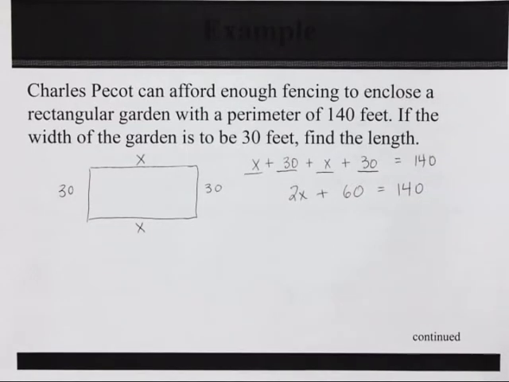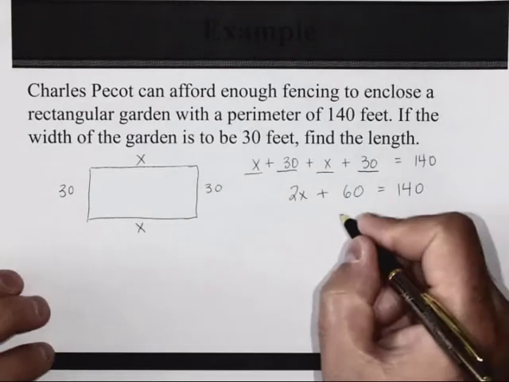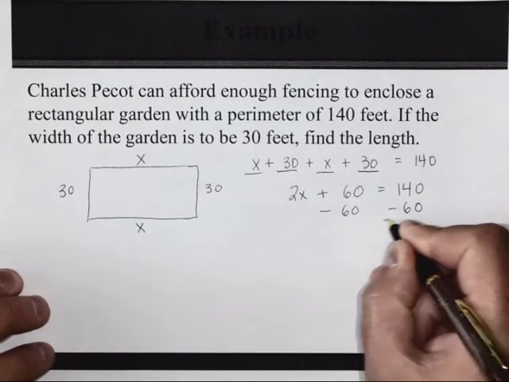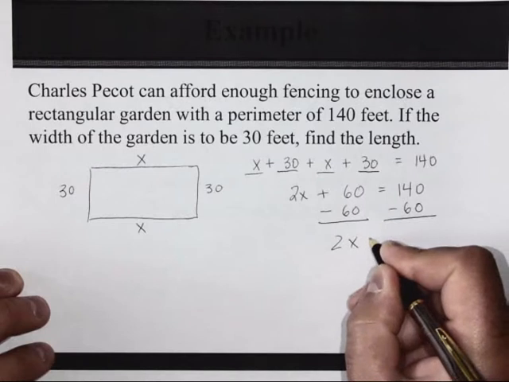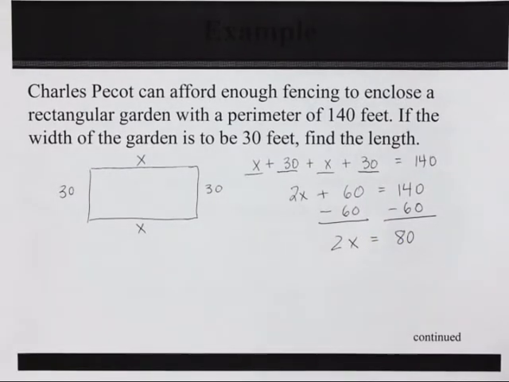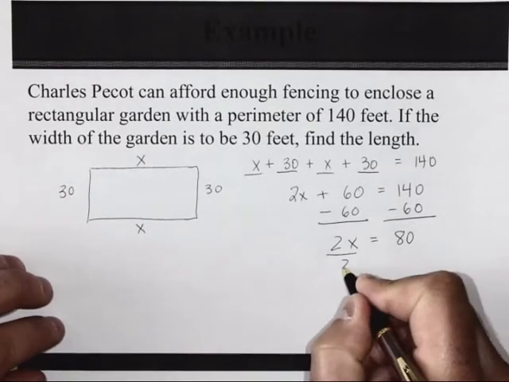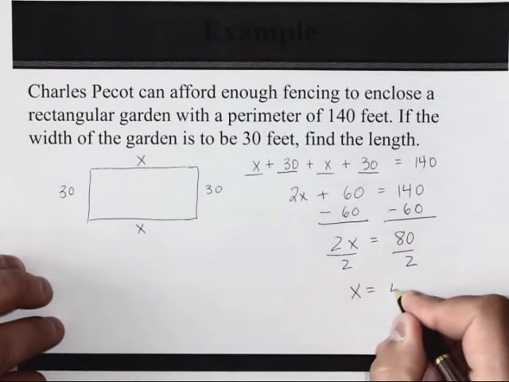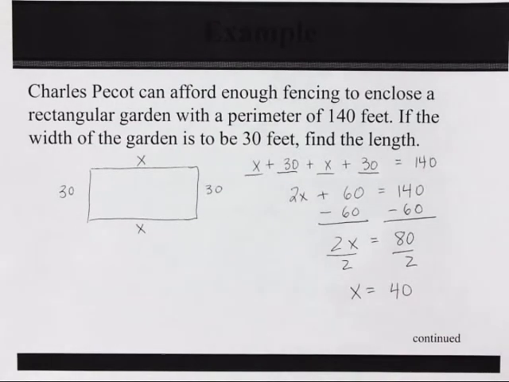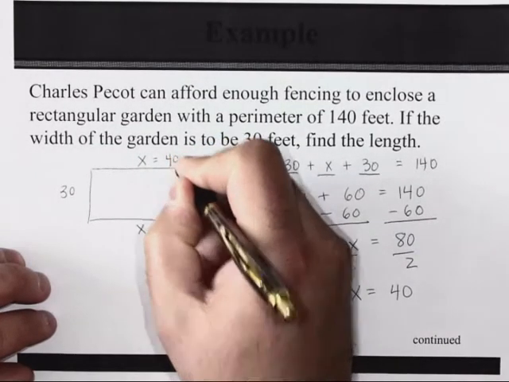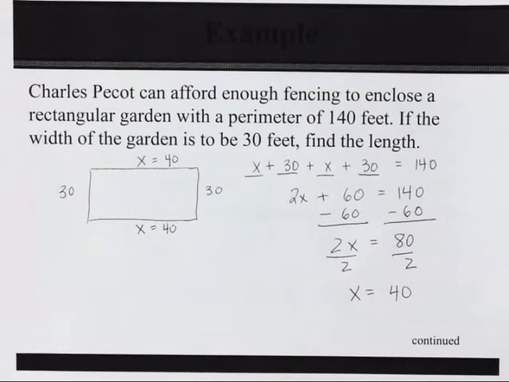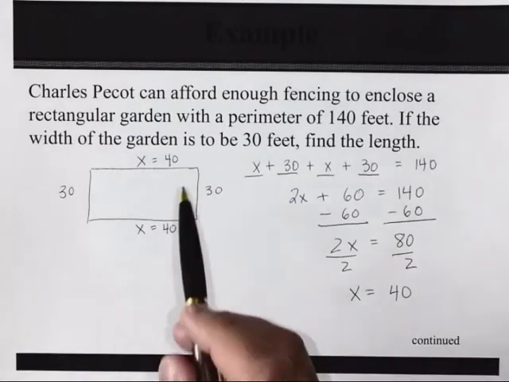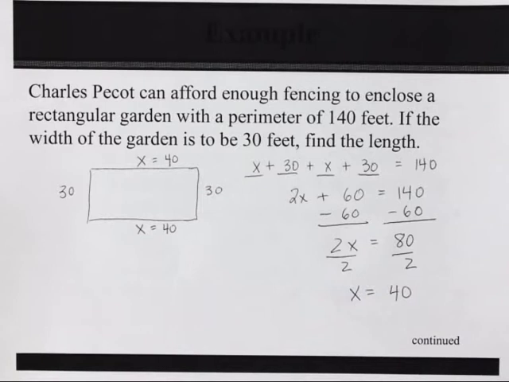So now we want to isolate x, use our adding, subtracting inverses. So the opposite of plus 60 is going to be minus 60. So we get 2x equals 80. So then we want to finally use the dividing inverse, divide both sides by 2. So x should be 40. So now we want to check our solution. So that means that both of these sides are 40. So if I add all four of those sides together, then that should give me 140, and it does. So that's one way to check your answer.